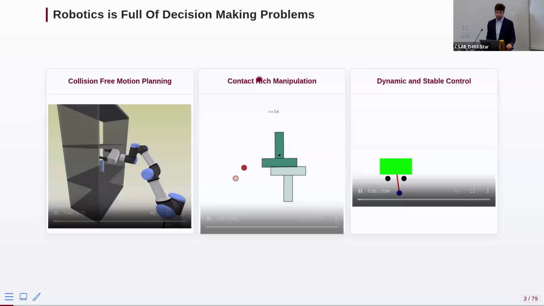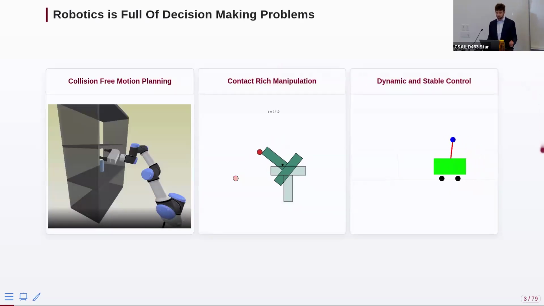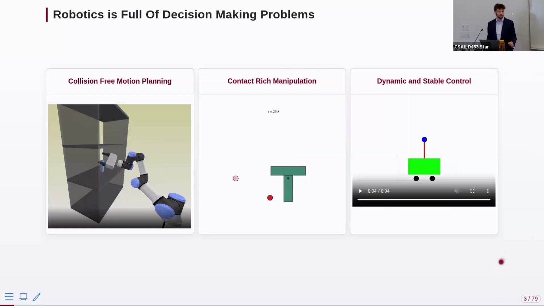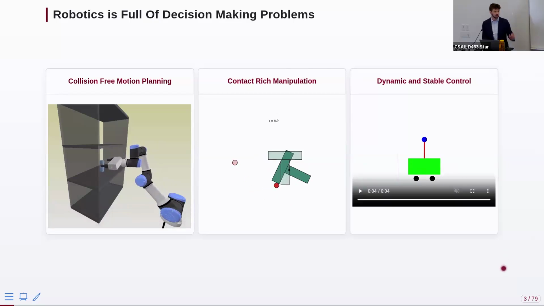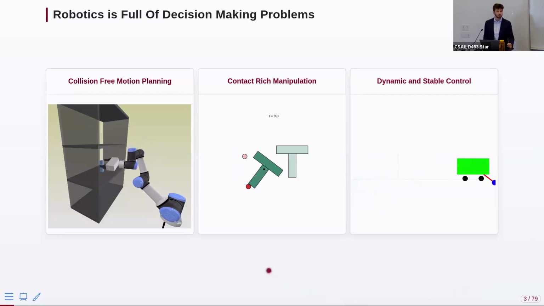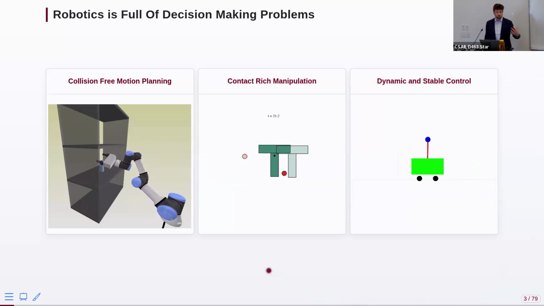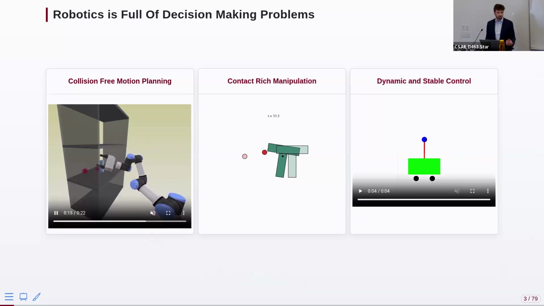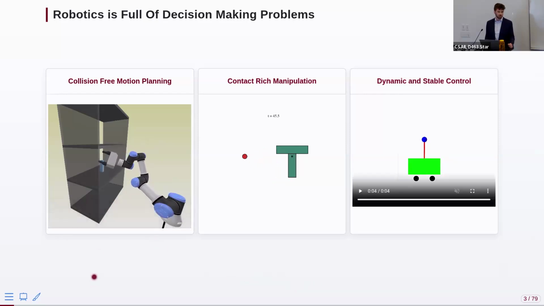And the reason for that is that optimization is the mathematical language we use to describe how we make decisions. And robotics is all about decision making. And it comes in a lot of different forms. So when you're doing collision-free motion planning, decisions look like, how am I going to adjust the joints of my robot so that I can reach into the shelf without running into anything?